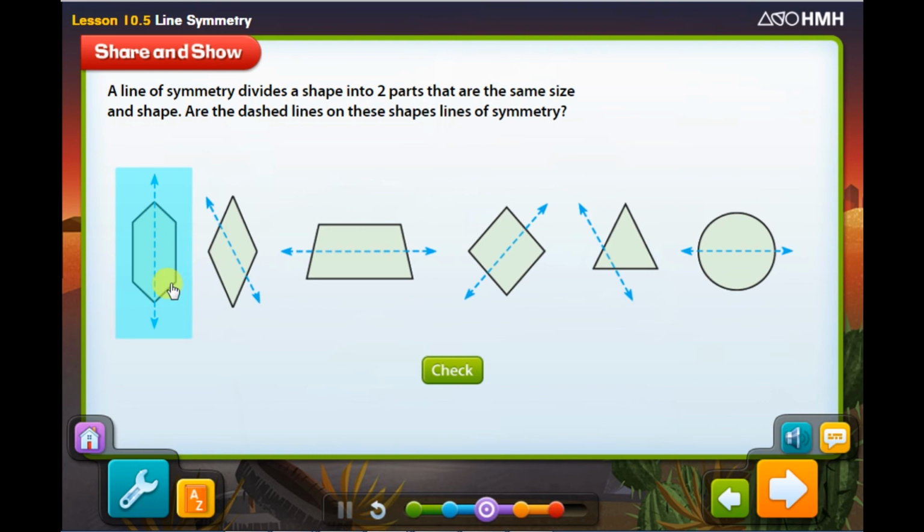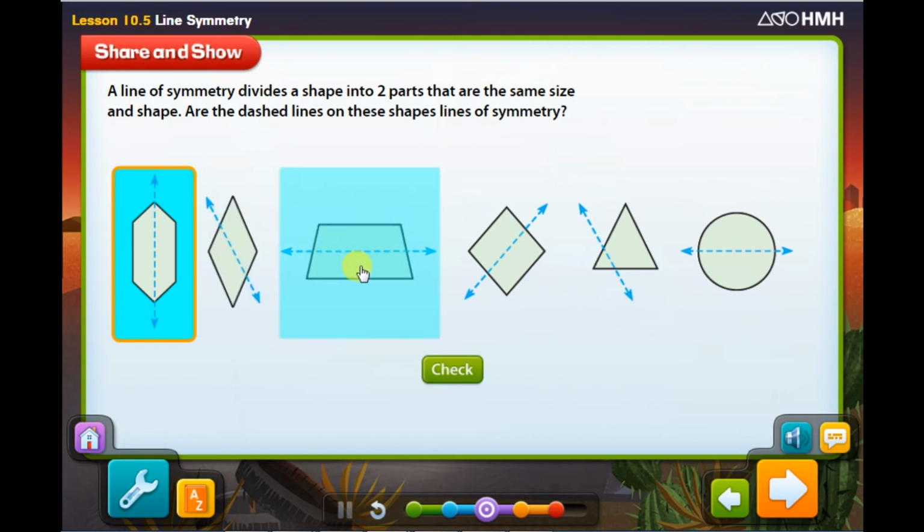So look at another shape. Is this a line of symmetry? Look here, the vertical line cuts the shape into two equal parts. They have the same shape, the same size, the same length, right? So is this a line of symmetry now? Yes. Here, is this a line of symmetry? I said no. Why? Because this area is smaller than this area. This side is smaller than this side.